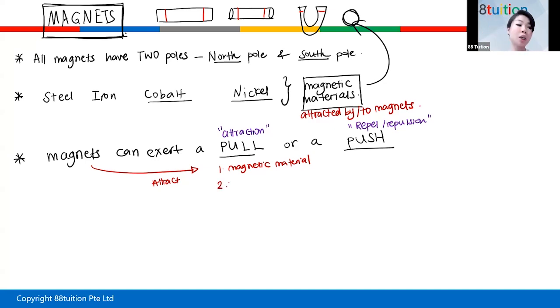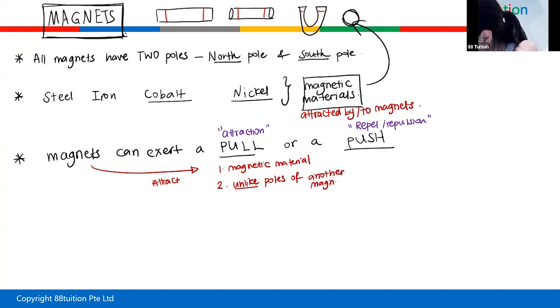There is another instance where you will see magnets attracting something else. What is that instance, Brian? When else will I see a magnet attracting something else? Unlike poles. Very good. So unlike poles of what? Another magnet. Good. So I will also see a magnet attracting unlike poles of another magnet. Very good, Brian.